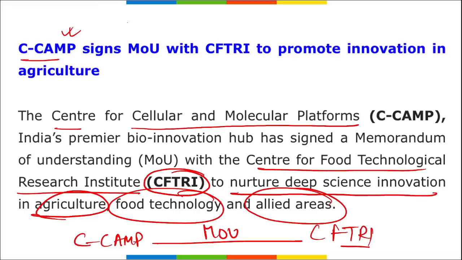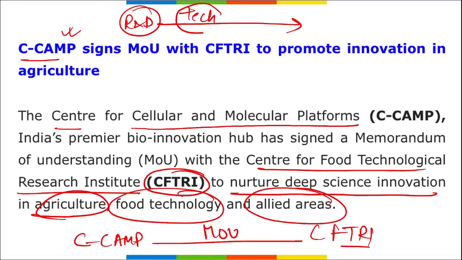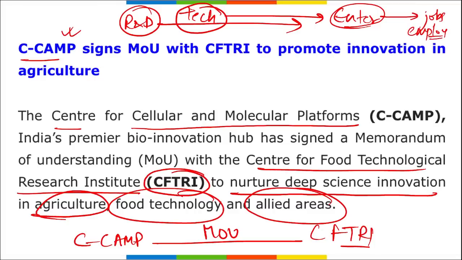agriculture sector. One thing you should remember, if there is research, R&D, that is research and development, then technology will emerge. If technology is emerging, this will make entrepreneurs. If entrepreneurs are made, these entrepreneurs will provide jobs. These will provide employment to various individuals.